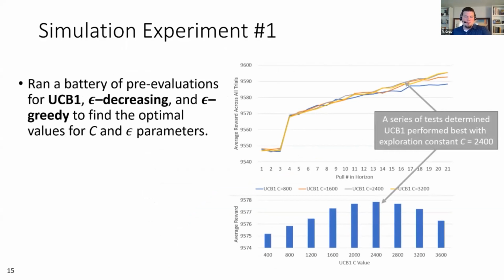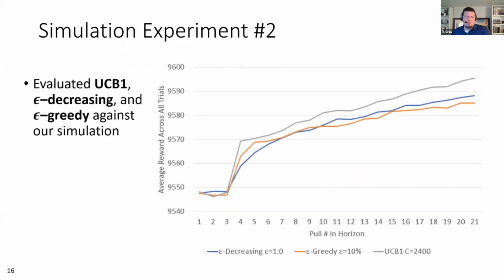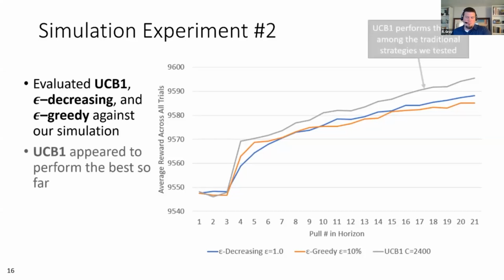Our second simulator experiment ran trials for each of UCB1, epsilon decreasing, and epsilon greedy strategies using the optimized parameters. The results, shown here, suggest that UCB1 holds an advantage over the others tested so far.